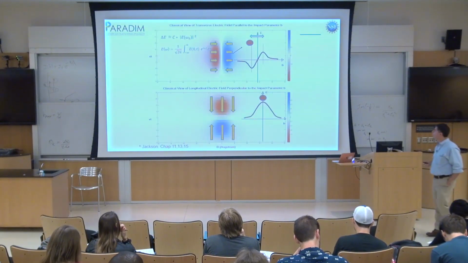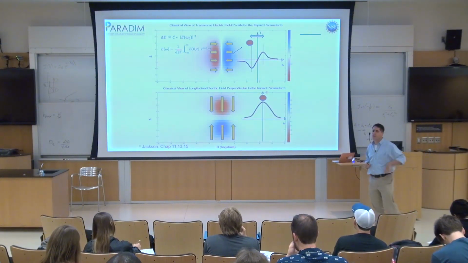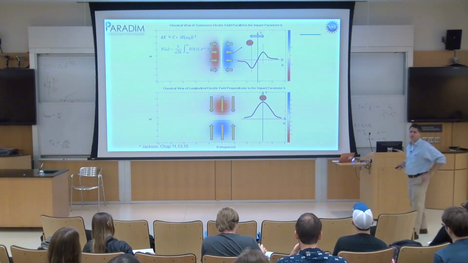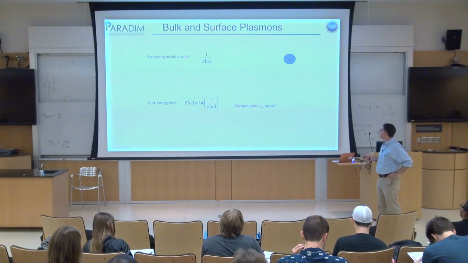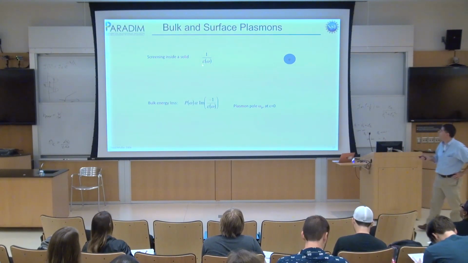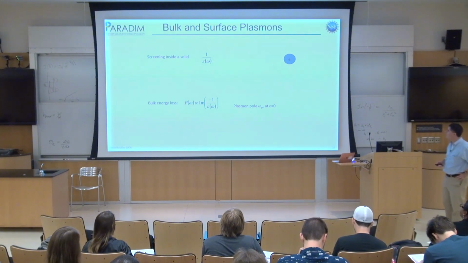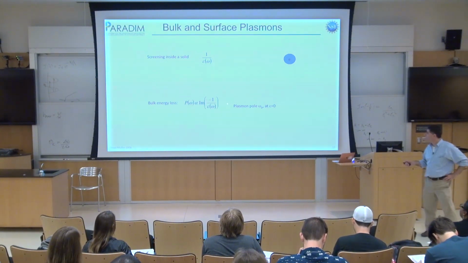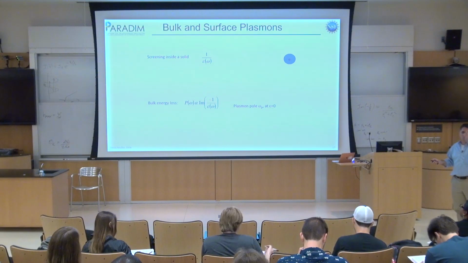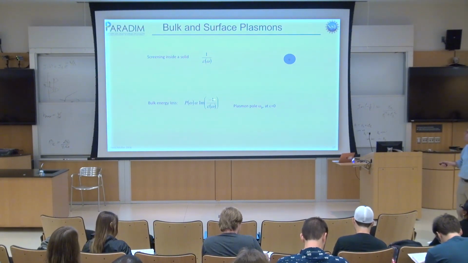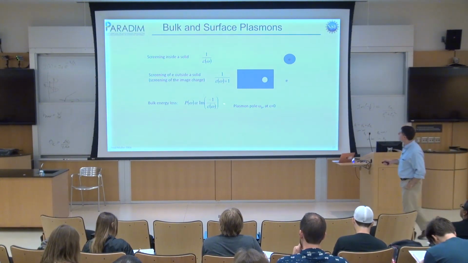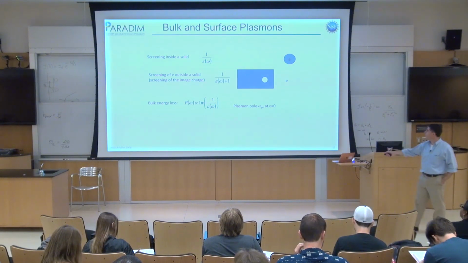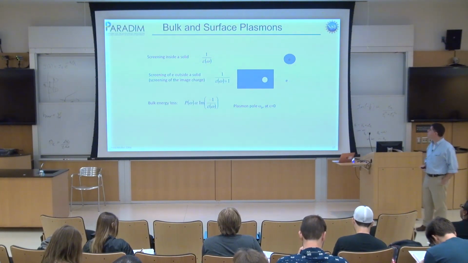Okay, so I did work on the system. It depends on the electric field, and it depends on the dielectric function. So if I ask what does screening inside a solid look like, I'm going to use 1 on epsilon of omega as a screening function. My bulk plasmon energy loss is the work done on the system, so I'm going to take the imaginary part of that, and imaginary minus 1 on epsilon gives me my bulk energy loss function.